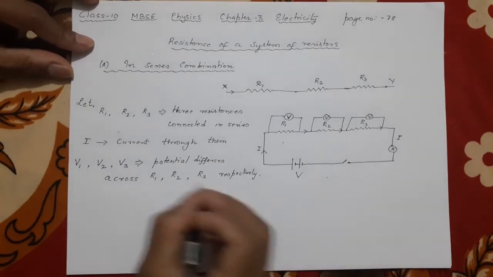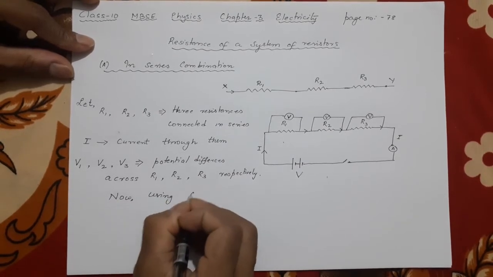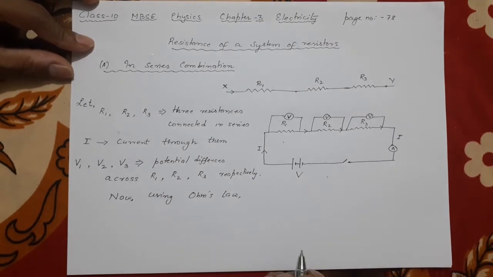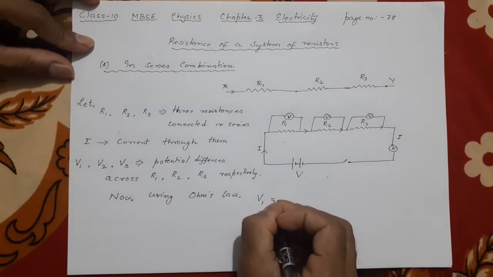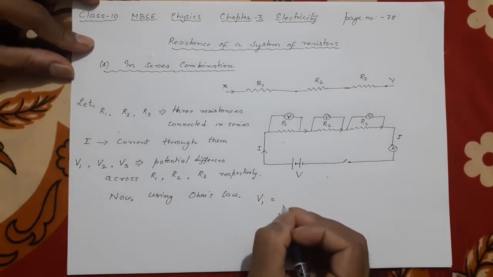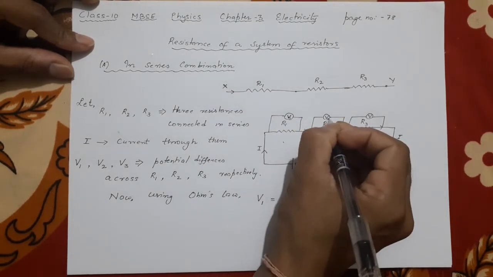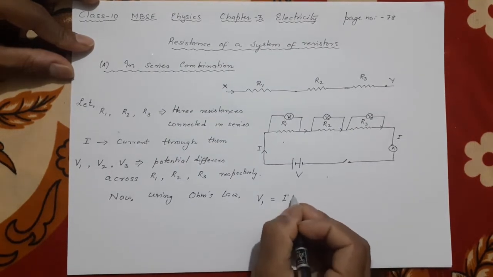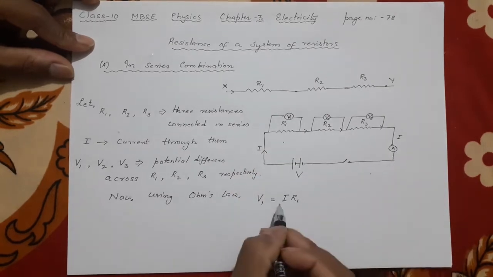Now, using Ohm's law, because this is what we already know, we have to use what we know in order to find the new thing. V1 is equal to what? This is V1, this is V2, the reading here. V3 equals current times R. It should be I1 R1, but the current is the same, so that is why I1 is I here.